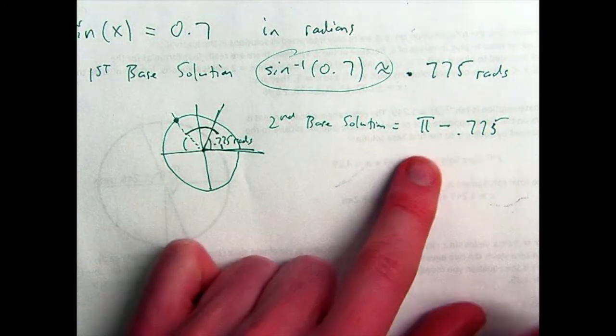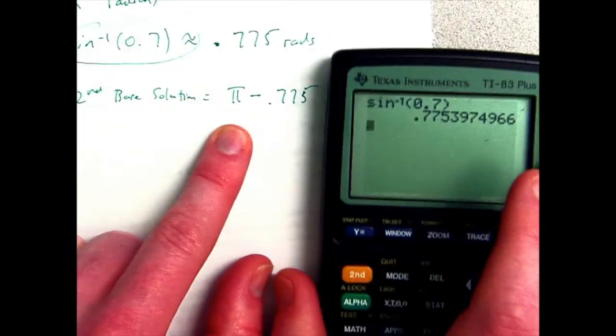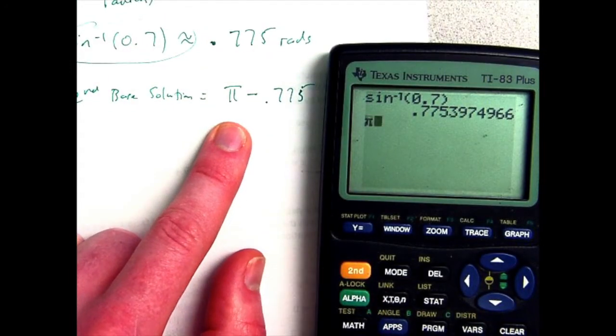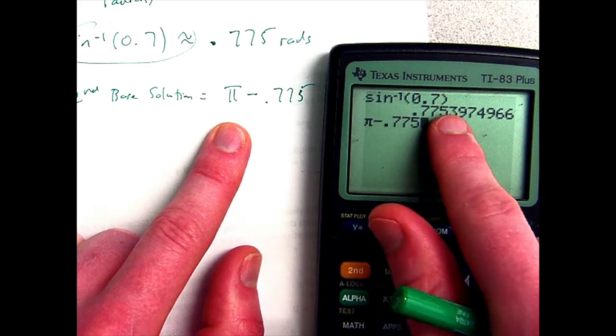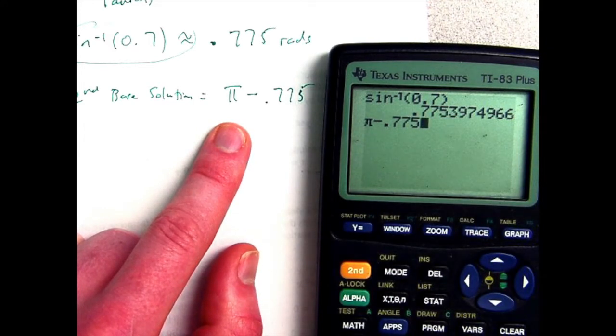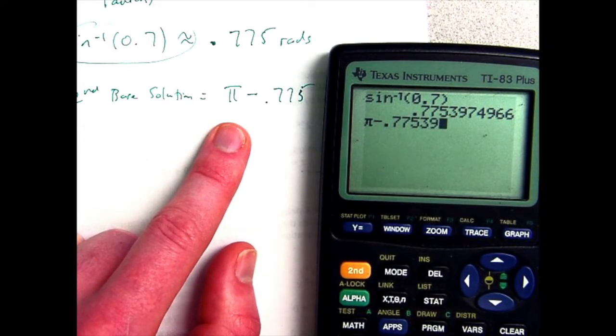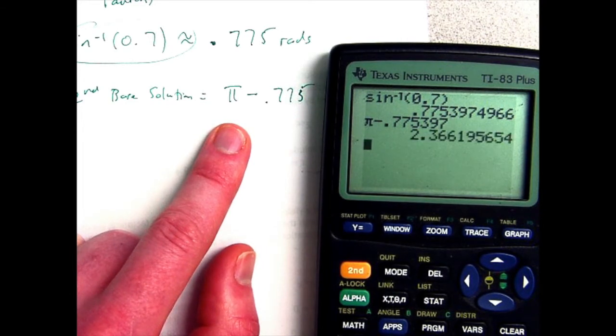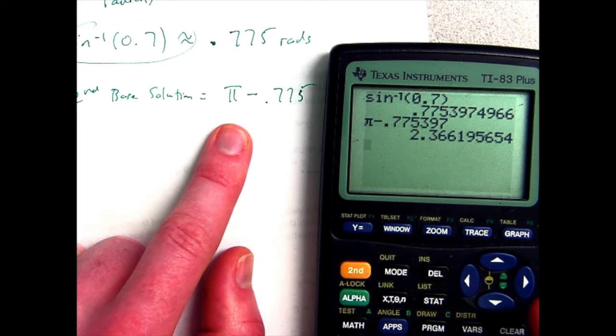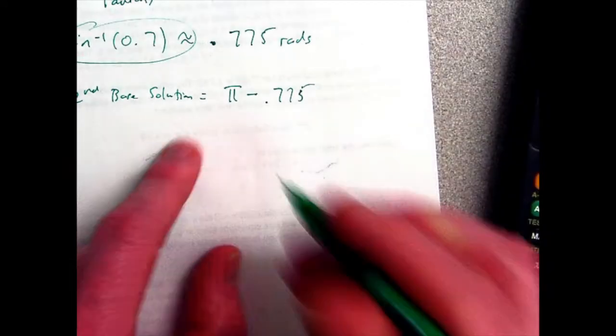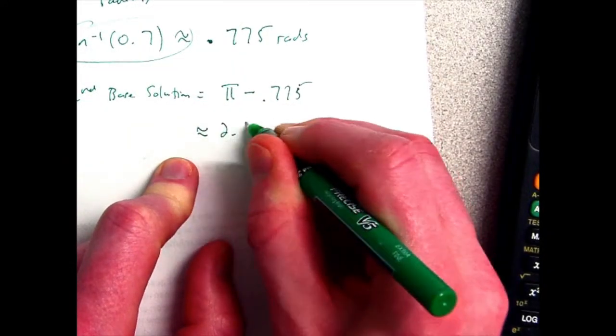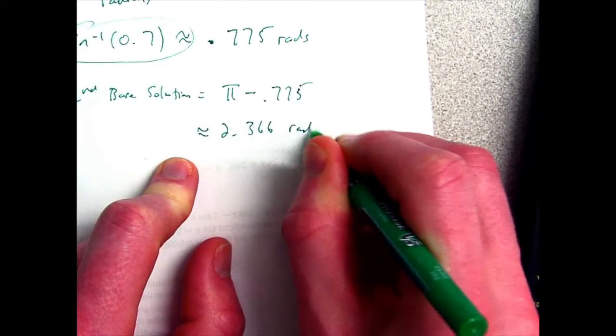So let's actually compute what this is. Pi minus 0.775. I've got the answer right here. I might as well use more decimal places here. It's best not to round until the end if you can avoid it. Okay, so 2.366, rounded to 3 decimal places, that's 2.366. So, yeah, both of those angles are in radians.